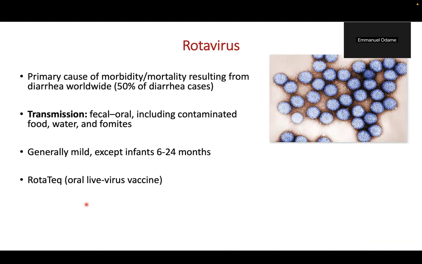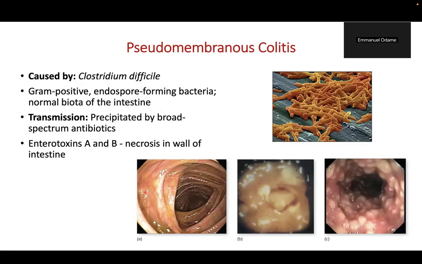So next on our list is rotavirus, which is a primary cause of morbidity and mortality resulting from diarrhea worldwide. About 50% of diarrhea cases involve rotavirus. The same transmission, fecal-oral route, including contaminated food, water, and fomites. It's generally mild, except in infants 6 to 24 months, who experience severe forms of this. But thankfully, we have RotaTeq, an oral live viral vaccine, which you can take to protect yourself against this.